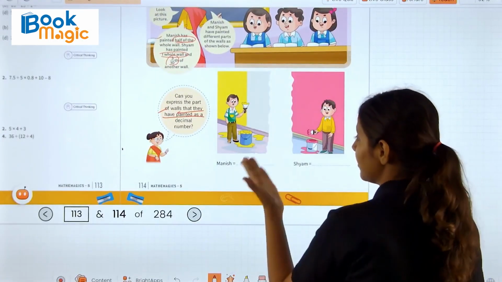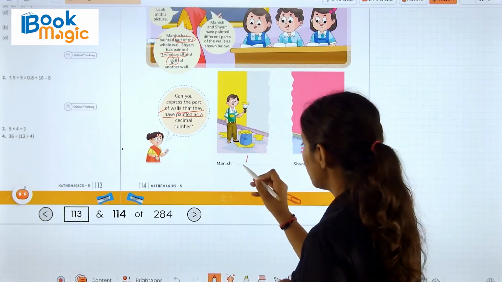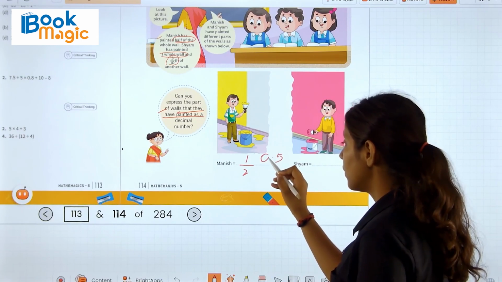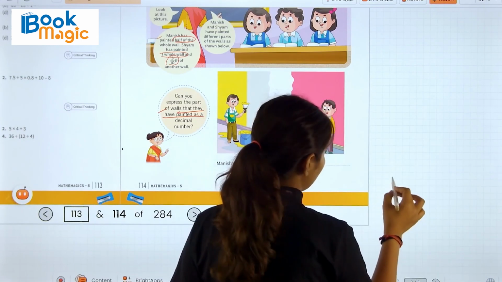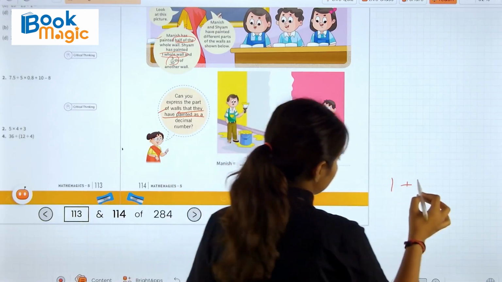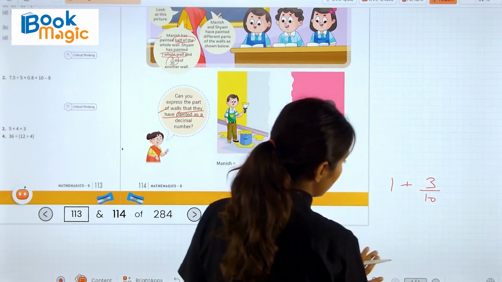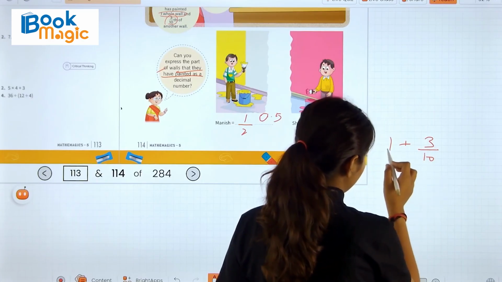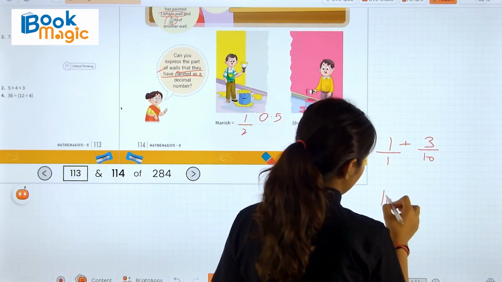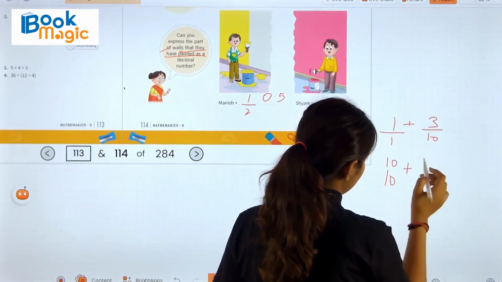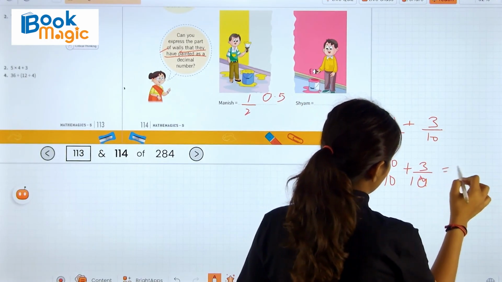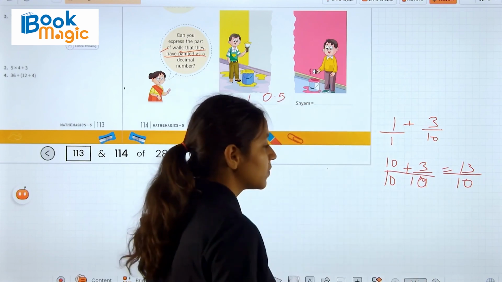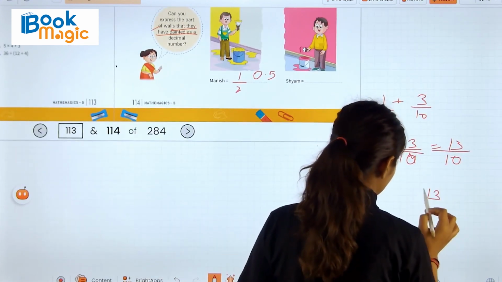As we know, Manish painted half of the wall, that means 1/2, and when we divide this, we get 0.5. Now Shyam has painted one whole wall plus 3/10. If we take LCM, we have to make this 10. So 10/10 plus 3/10 will be 13/10.